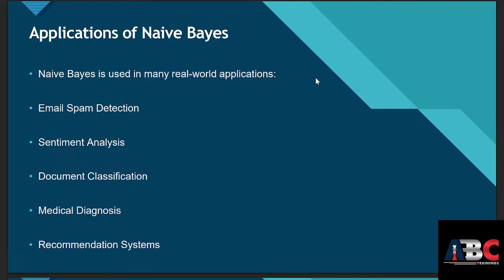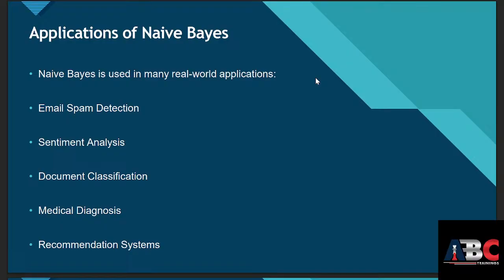Email services like Gmail and Outlook use the Naive Bayes theorem to analyze incoming emails and classify them as spam, the unwanted suspicious emails, and not spam, the legitimate emails. By looking at the presence and frequency of certain words and phrases, the algorithm predicts whether an email is spam or not spam.